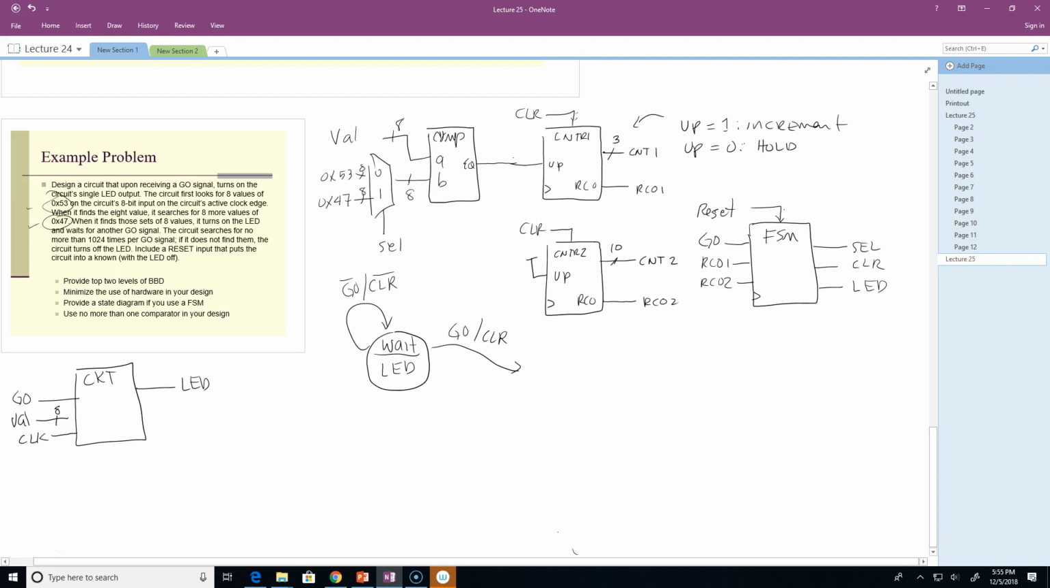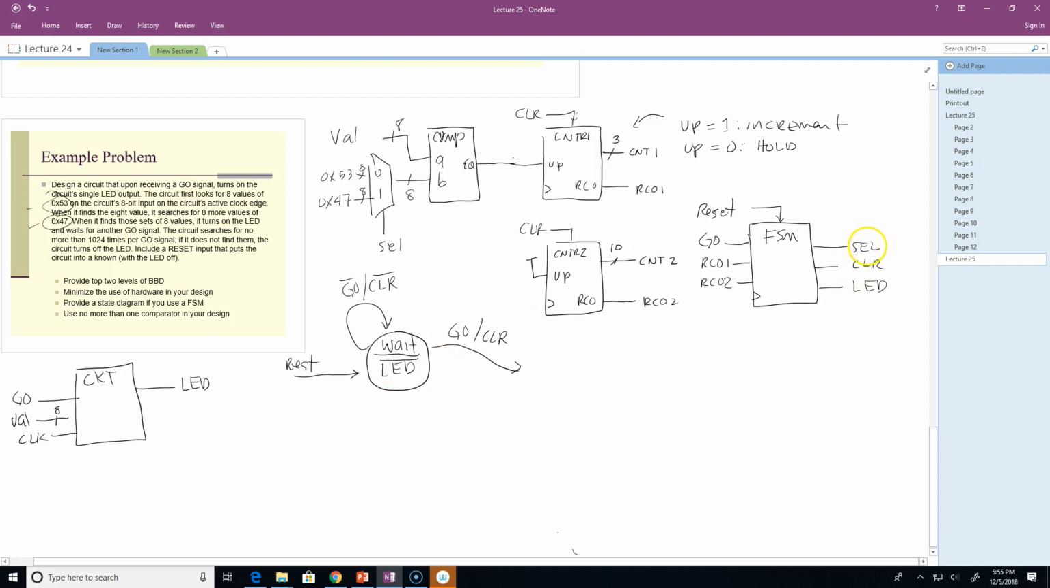The state machine has a reset sitting in it too, so I'm going to go ahead and draw that right now. Reset. Okay, so in the starting state here, as the problem stated, it resets to the state where the LED is off, and I think I'm looking good on this one.